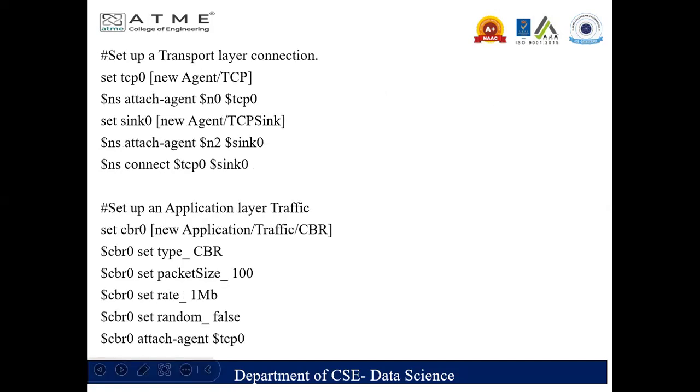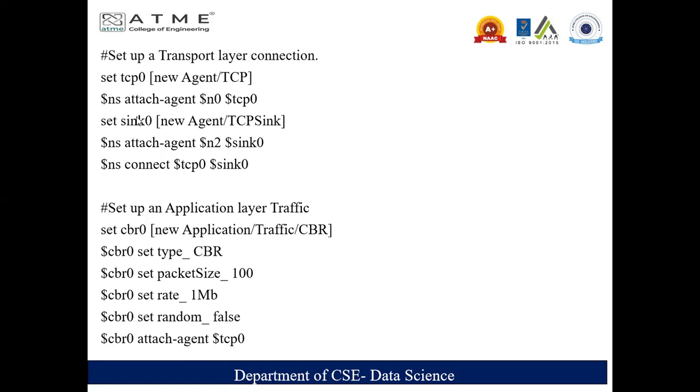Next, I'm using the TCP agent. So here we are using the TCP connection. TCP is a subclass of class agent. So I'm creating an object called TCP0, which is under the class TCP, a subclass of the class agent. With the help of new, I'm creating this object. Next, I'm attaching this TCP0 to the first node, that is N0.